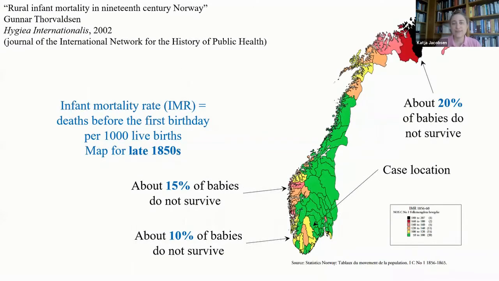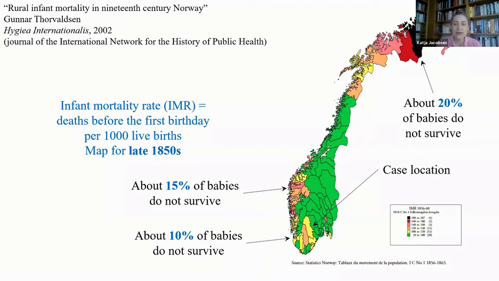So I wasn't able to find a whole lot about this year in particular, but the first thing that caught my mind was a paper on rural infant mortality in the 1800s. This is a map of infant mortality, so deaths before the first birthday, for the late 1850s. And the red at the very north of Norway, that's where about 20% of babies did not survive to their first birthday.